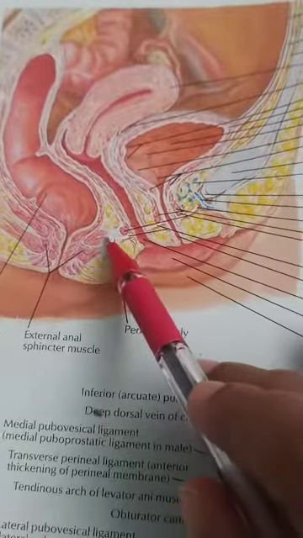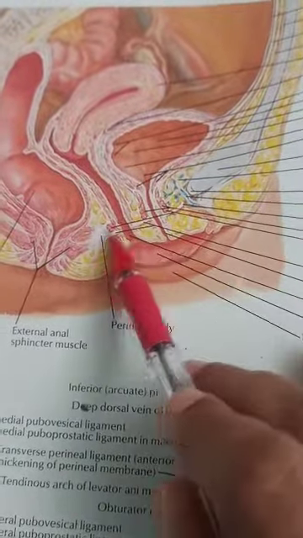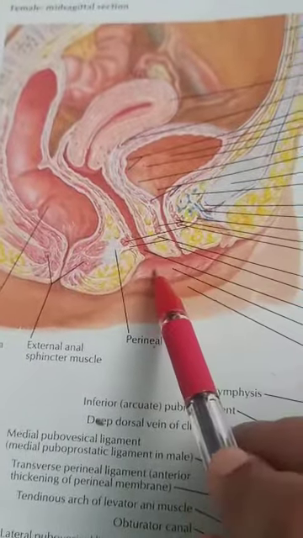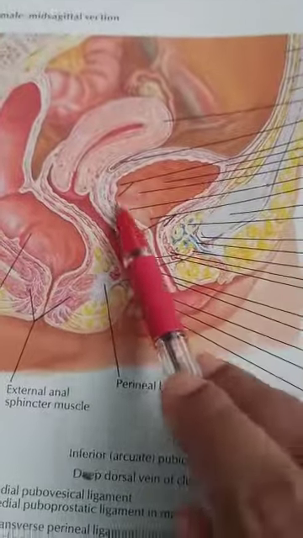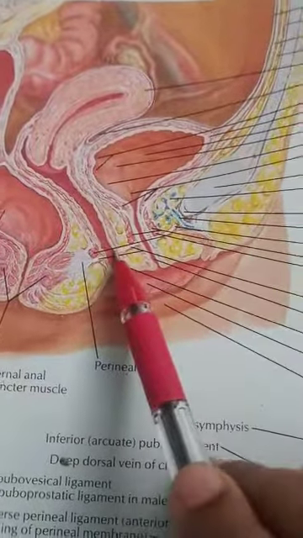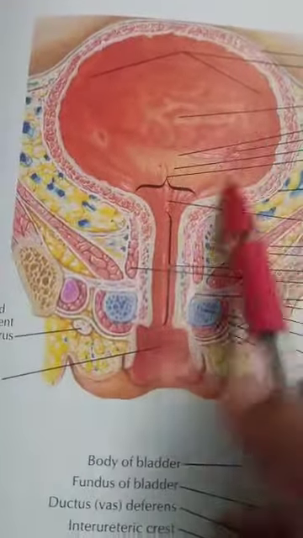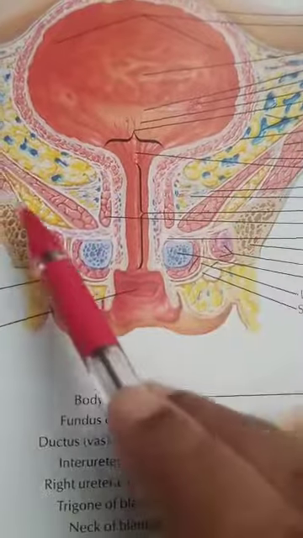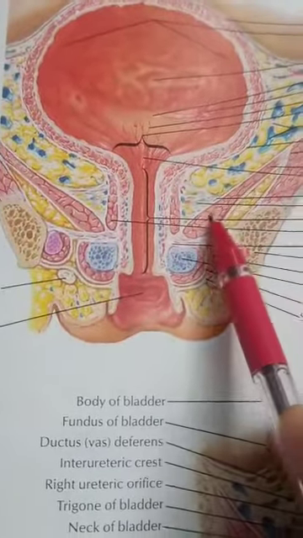Here we can see some muscles which form the diaphragm, the pelvic diaphragm. So this will prevent the fall of the internal organs, to collapse downward. Here we can see this is actually the urinary bladder, but here we can see some muscles which form the diaphragm. These are the pelvic diaphragm muscles.